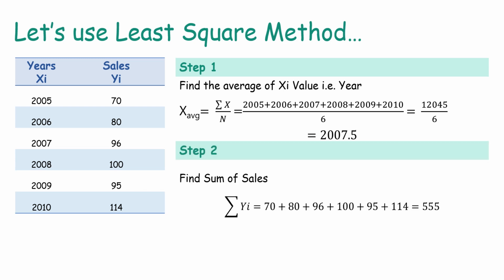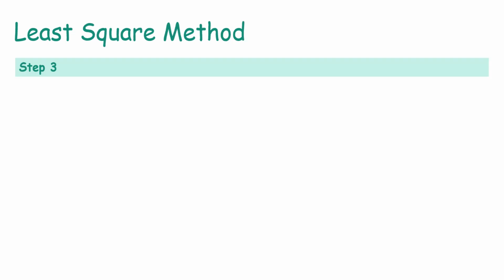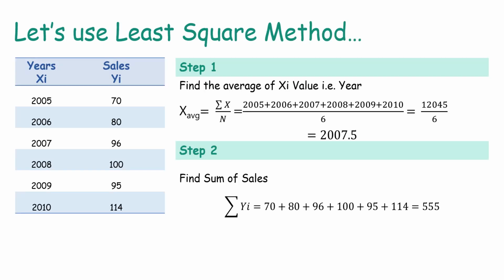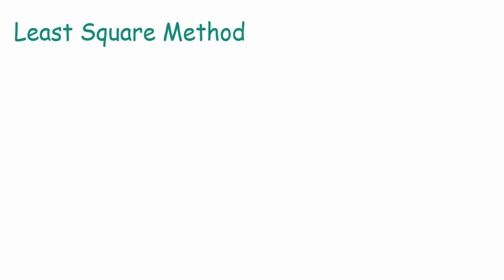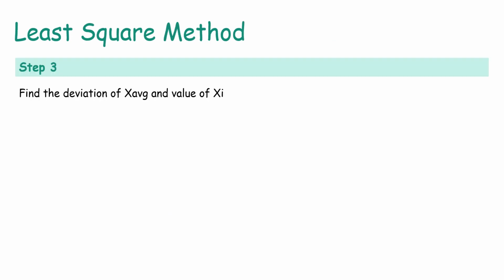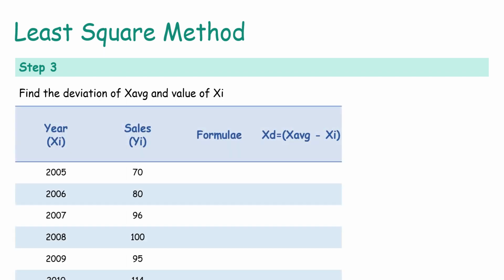Step 2 is to sum up the sales. The sum of sales is nothing but the sum of your y-axis data, and you have 70, 80, 96, 100, 95 and 114. Just sum it up and you have 555. Step 3 is about finding the deviation from your average value which you computed in step 1, which is 2007.5. Let's give it the terminology X average, and each and every value of X, so you have 2005 to 2010. Find out what is the deviation of each of these from your average X value.